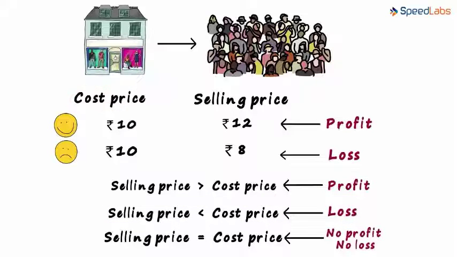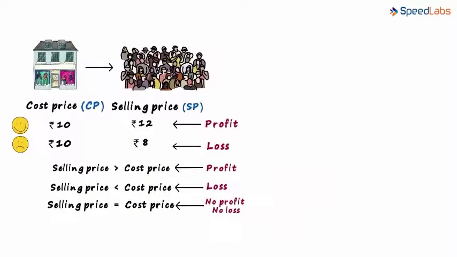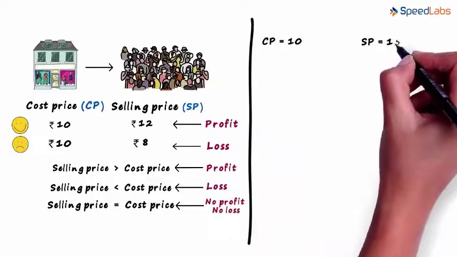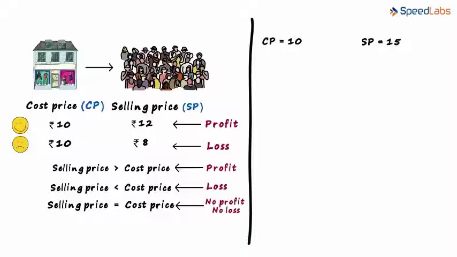Cost price is generally known as CP and selling price is generally known as SP. The problems based on profit and loss are very simple. Let us see a few basic examples. Assume the cost price is 10 and the selling price is 15. Is it a profit or a loss?